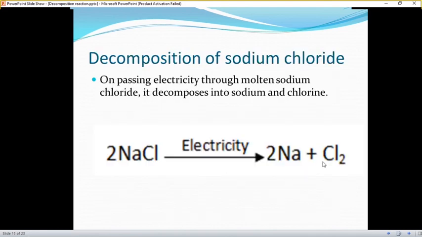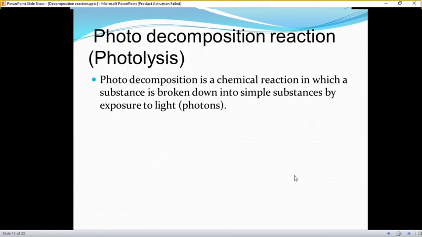Looking at another example, we can similarly break down sodium chloride, that is common salt, into sodium metal and chlorine gas with the help of electricity or electric current. Moving on to the last part of decomposition reactions, that is photo decomposition reaction or photolysis. In these reactions, the energy is supplied in the form of light, that is photons. Photons possess energy, and thus this energy is utilized by these substances to break down into simpler ones.